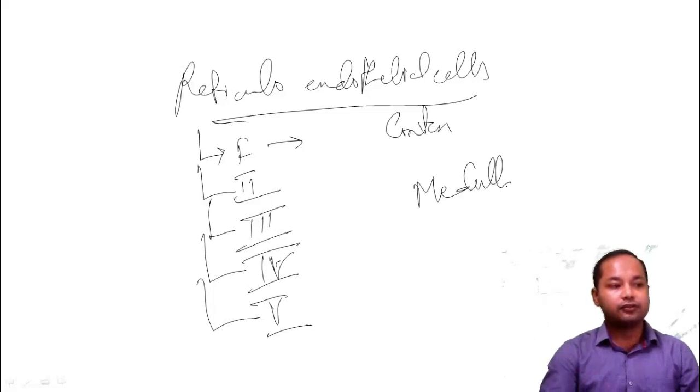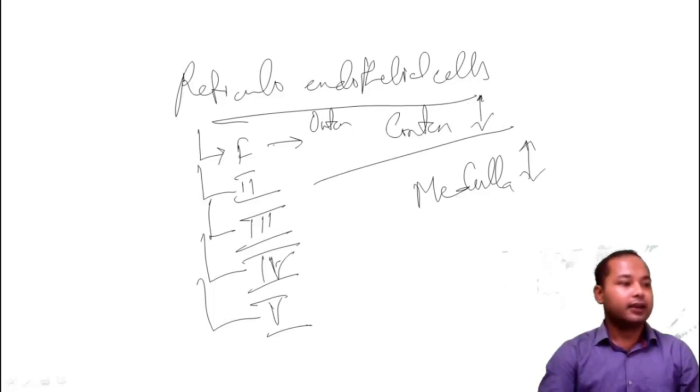Here in this case it is not very distinguishable, but suppose this is the outer cortex, and the entire thing is the cortex, and this one is the medulla. These are the two layers. In the outer cortex, type 1, and in the inner cortex, type 4 reticuloendothelial cells are found, and type 2 and type 3 are interspersed.